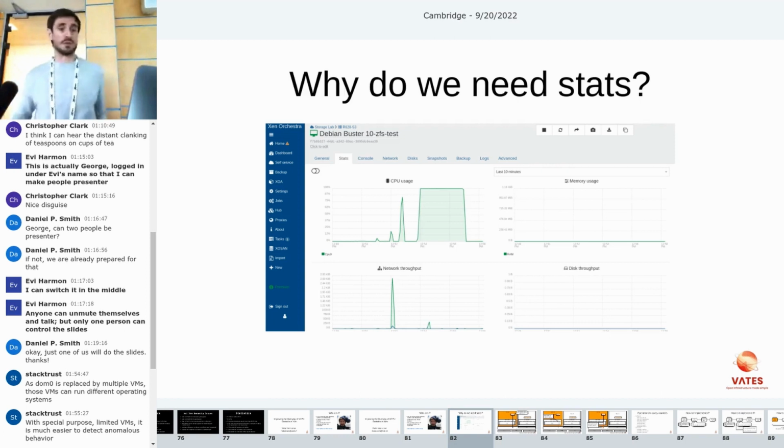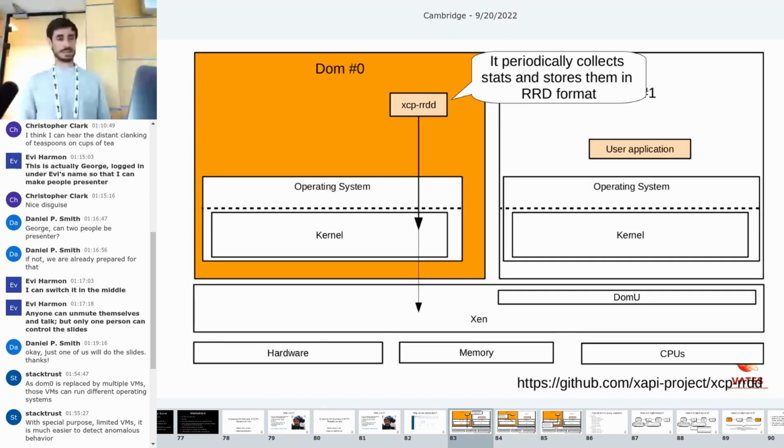The first question you can ask is, why do we need stats? For example, here you have a screenshot of Xen Orchestra, and you have a graph, like the CPU usage. In general, stats help you understand how well a guest behaves in terms of, for example, memory usage, CPU usage, or throughput in the network or the disk. And the question is how these counters are obtained, and this is what I'm going to talk about next.